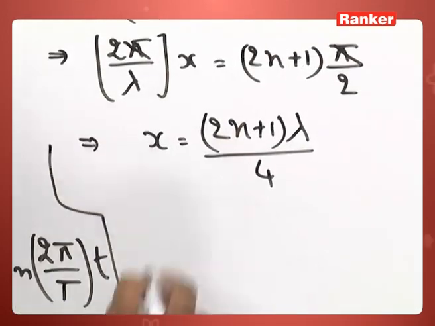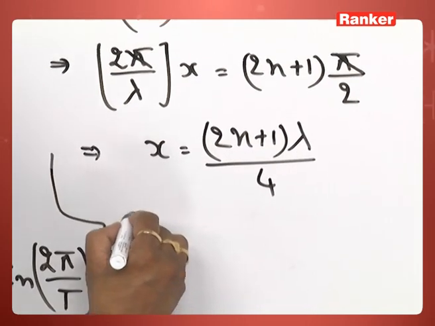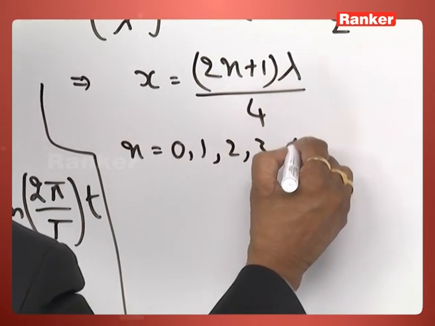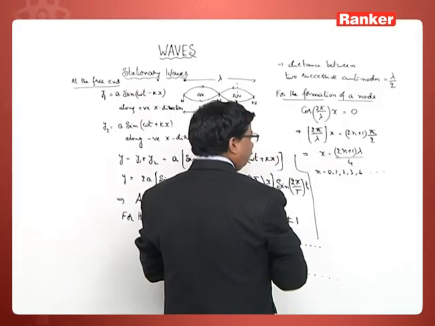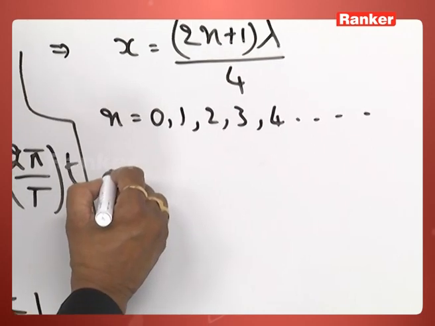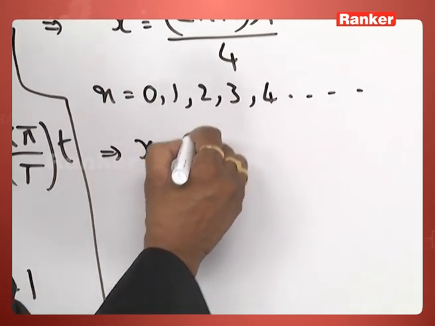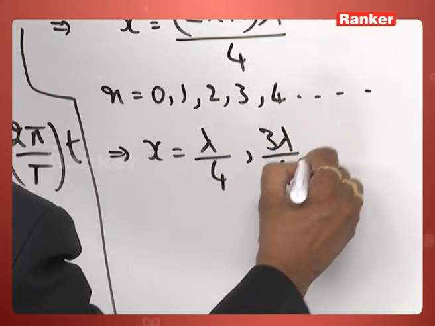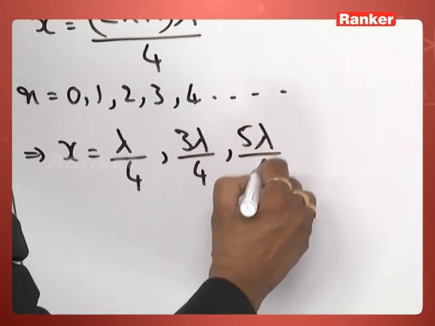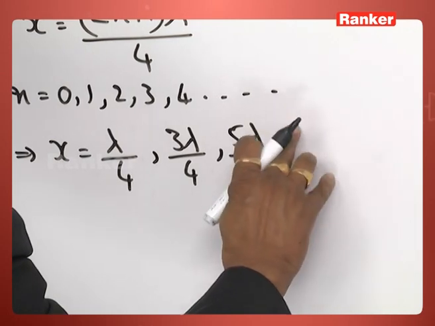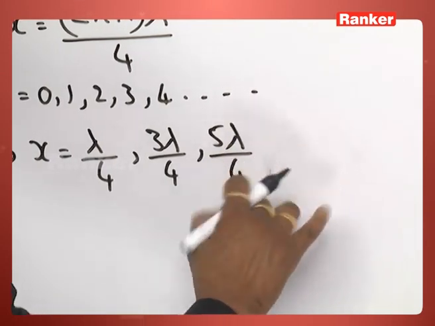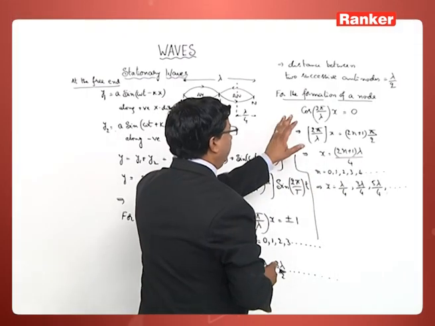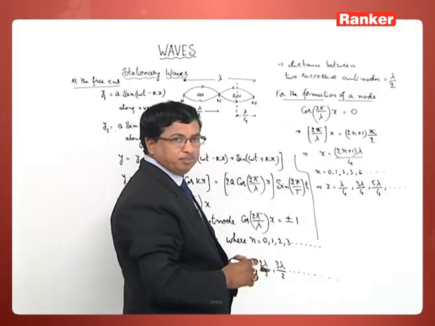What are the values of n again? Once again one can say n must be 0, 1, 2, 3, 4 and so on. So, what would be the value here? Therefore, you can understand x must be either lambda by 4 or 3 lambda by 4 or 5 lambda by 4 and so on and so forth. Directly we can take these as the values for path difference for obtaining a node formation there.